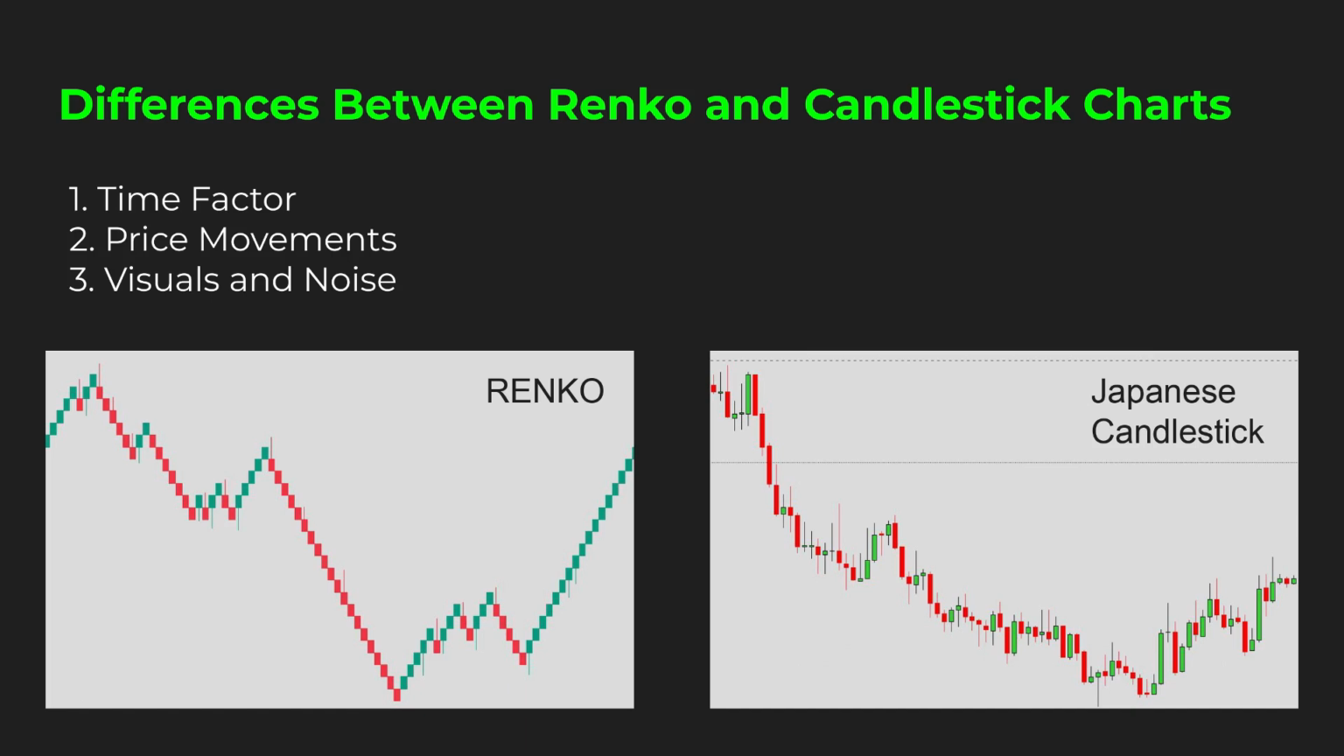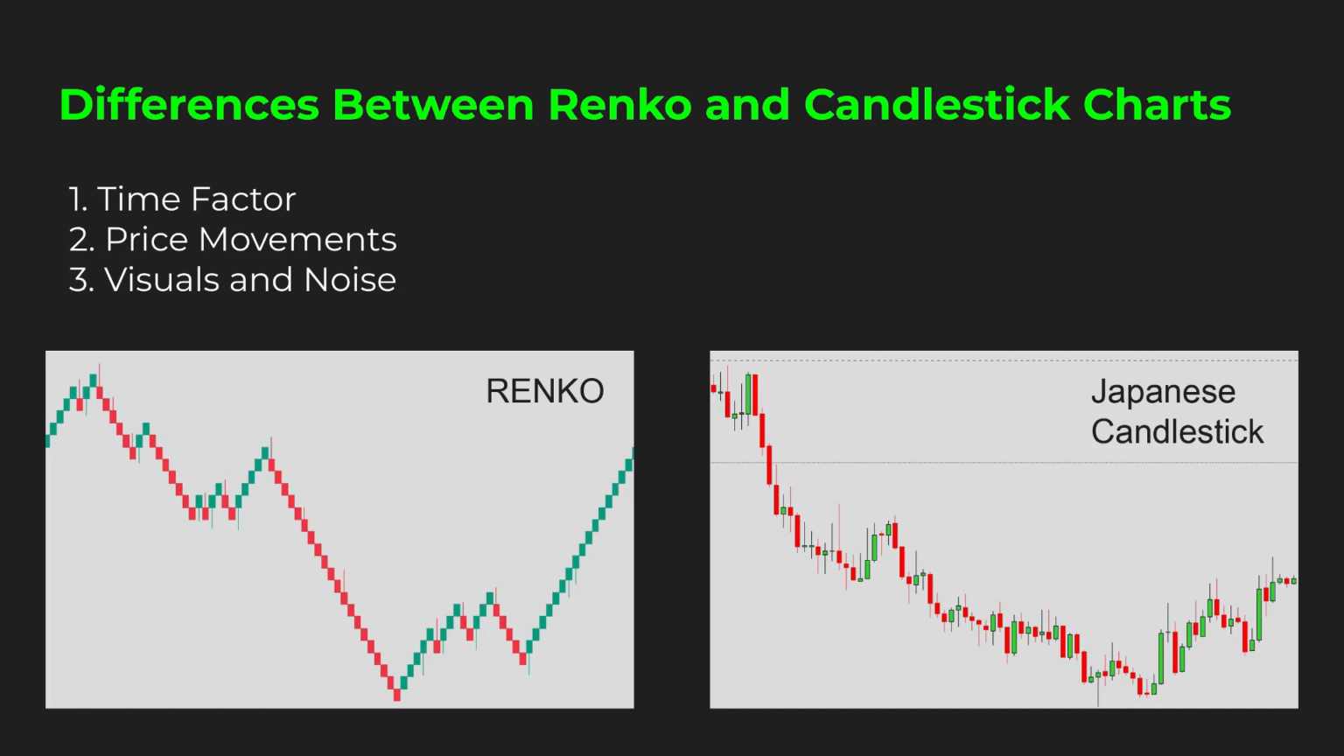What do we do with Japanese charts? We choose a certain time, let's say 1 hour. After 1 hour, a new candle opens. Then it closes, and a new candle opens after another hour. Or let's choose 1 minute. The candles open and close every minute. So it's time-bound here. But when it comes to Renko, there is no such factor as time. We'll get to how it's formed.